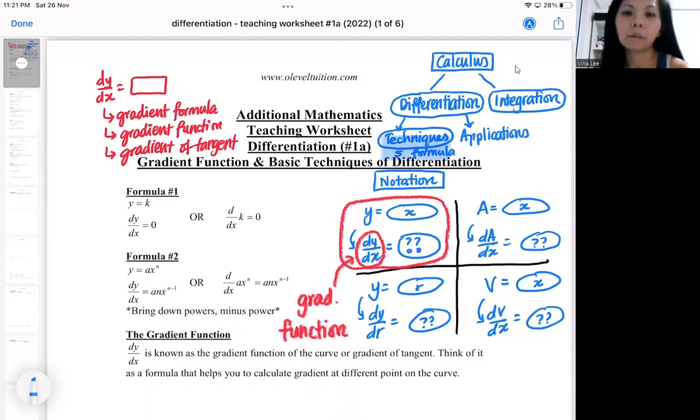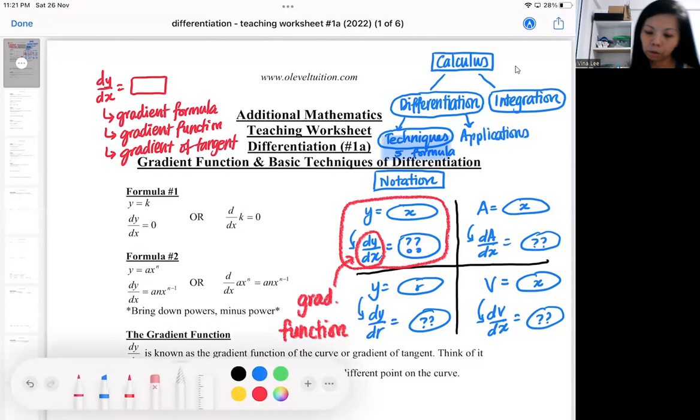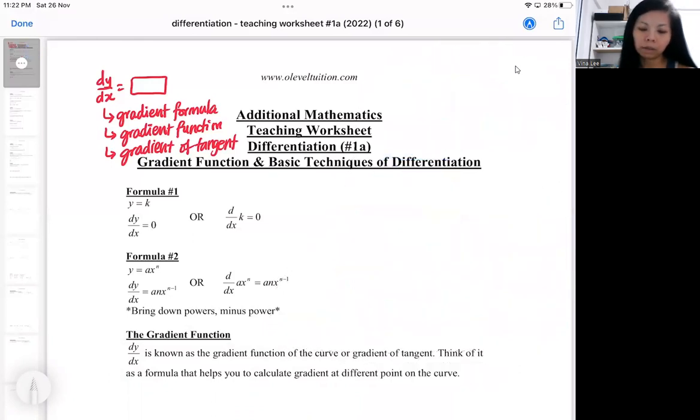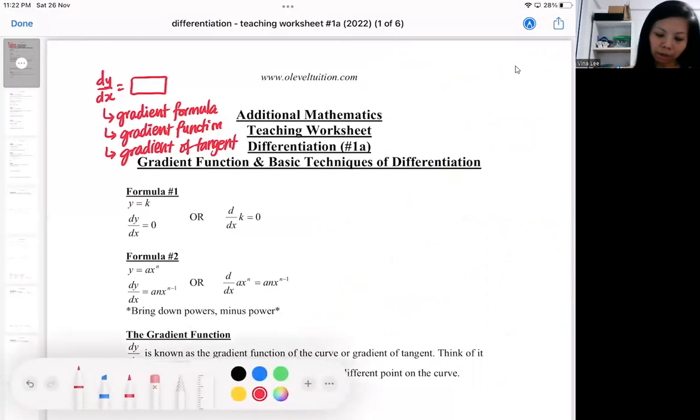Okay, I'll be erasing everything and I'm going to introduce the formulas, so make sure you copy everything first. I will need the space to introduce the formulas, but I'll be leaving the notation of dy dx at the corner. That's one of the key things. We are trying to apply the formulas to create a gradient function, or what we call a gradient of tangent. So let's look at the first formula here.